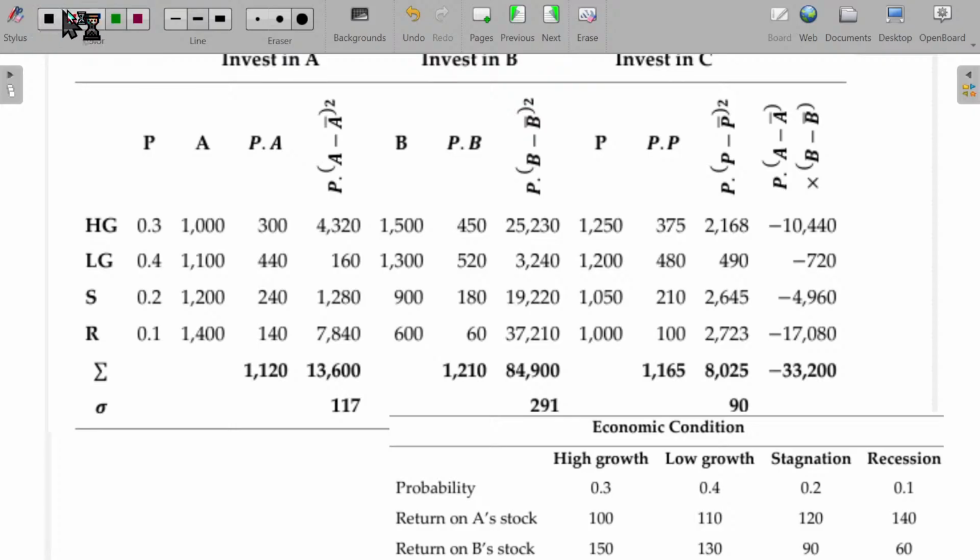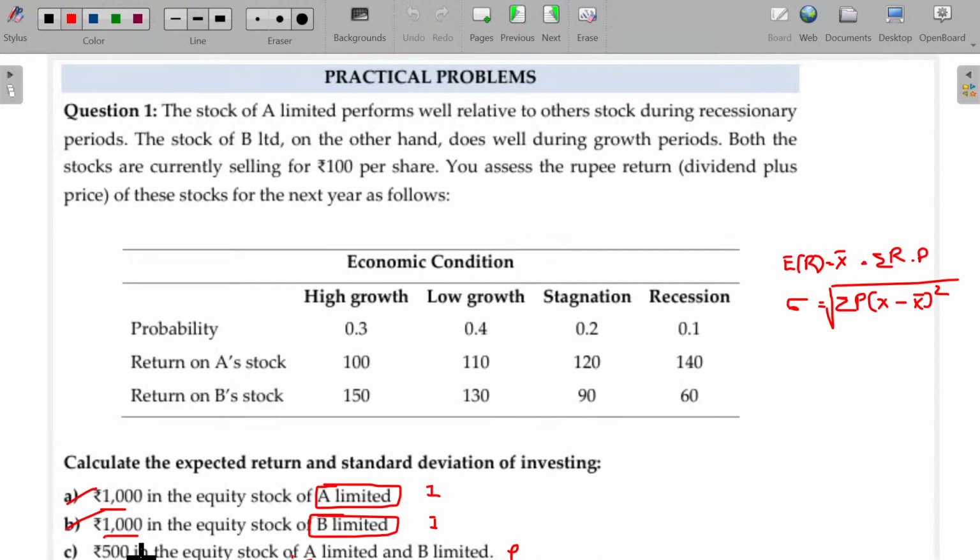Now here, we have calculated the mean return as well as standard deviation for investments in A as well as B. Rather than investing completely in A and completely in B, we now plan to segregate our available amount to be invested in A and B. So here 500 rupees is invested in stock of A Limited and another 500 rupees for B. Currently the value is 100, means 500 rupees divided by 100. So 5 shares in A as well as 5 shares in B.